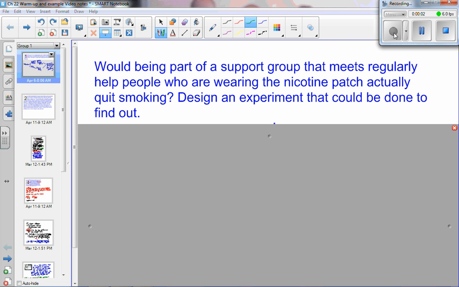Today we're going to look at confidence intervals and significance tests for the difference of two proportions. But I'm starting with an example of an experiment. Would being part of a support group that meets regularly help people who are wearing the nicotine patch actually quit smoking? Design an experiment that could be done to find out.